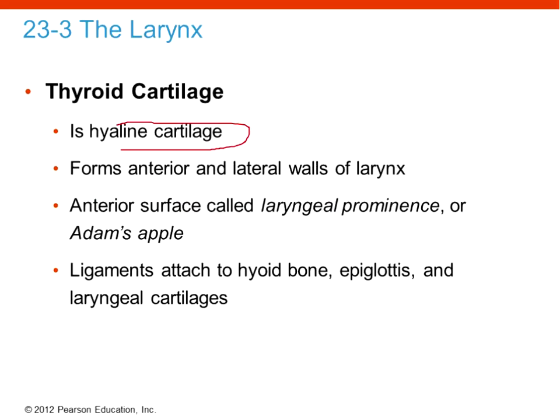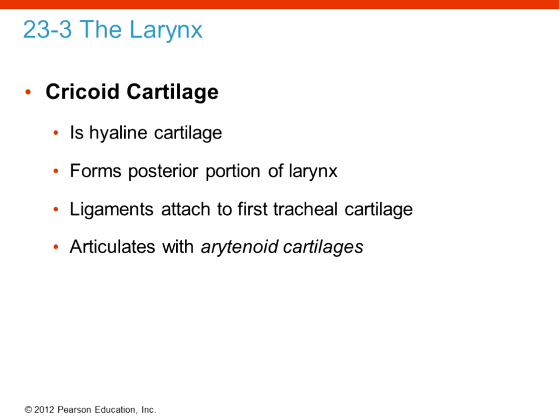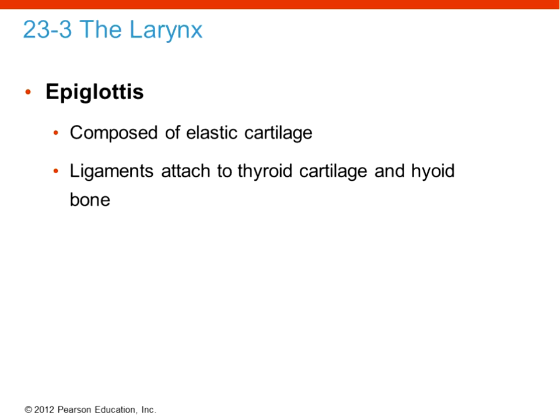And we talked about the different cartilages, the thyroid, the cricoid, and the epiglottis that sort of protect this larynx. The thyroid is a hyaline cartilage, forms the anterior and lateral walls, has this laryngeal prominence, which you know as the Adam's apple, which you can feel. That is hyaline cartilage. Ligaments also attach to the hyoid bone. That sort of makes up the top portion of the structure of the larynx. Okay, cricoid cartilage forms more of the posterior portion, articulates with the arytenoid cartilages.